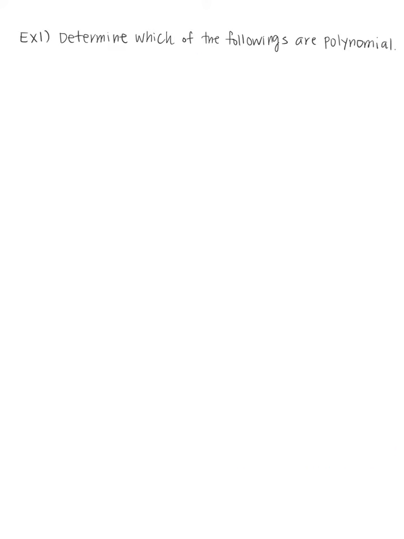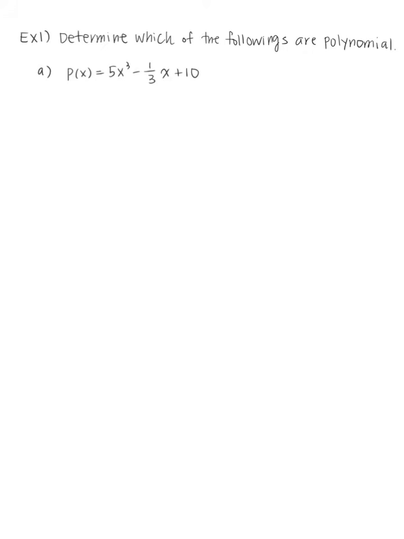Let's do some examples. Example 1, determine which of the following are polynomials. Let's take a look at A. We have p of x equals 5x to the third minus 1/3 x plus 10. So what do you think? Well, I say that this is a polynomial. In fact, this is a polynomial of degree 3 already written in standard form.